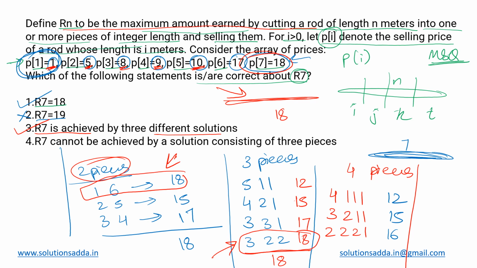Now coming to the last one, R7 cannot be achieved by a solution consisting of 3 pieces. We have just obtained it using the divisions 3, 2 and 2. So the statement becomes incorrect. So the answer for this question becomes 1 and 3. Both are correct.